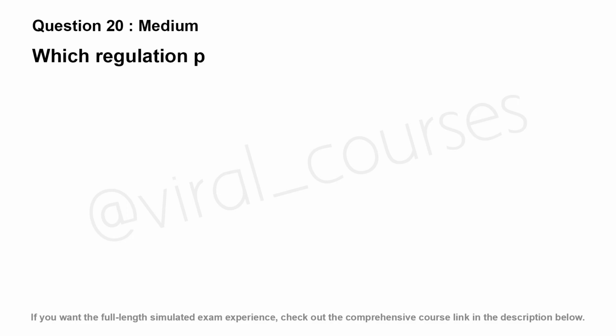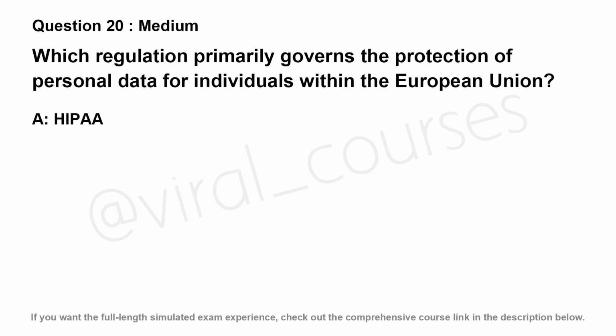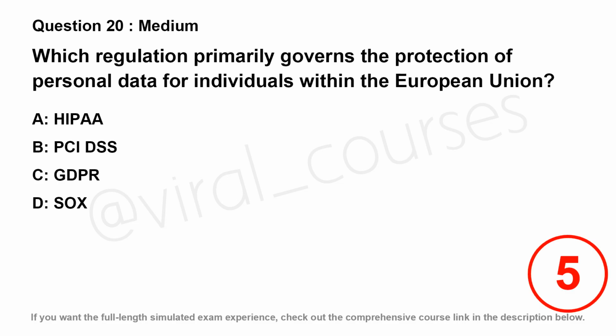Which regulation primarily governs the protection of personal data for individuals within the European Union? Option A, HIPAA. Option B, PCI DSS. Option C, GDPR. Option D, SOX.